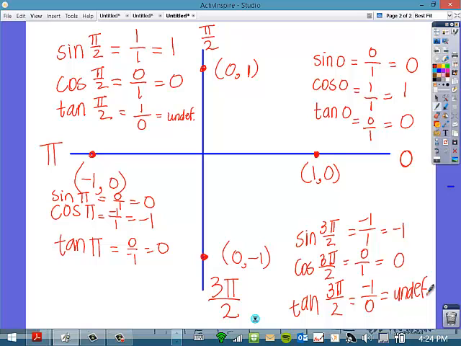So if I'm going counterclockwise starting at 0, sine of 0 is 0, sine of pi over 2 is 1. Sine of pi is 0, sine of 3 pi over 2 is -1. So sine goes 0, 1, 0, -1. Cosine of 0 is 1. Cosine of pi over 2 is 0. Cosine of pi is negative 1. Cosine of 3 pi over 2 is 0. So cosine goes 1, 0, negative 1, 0.